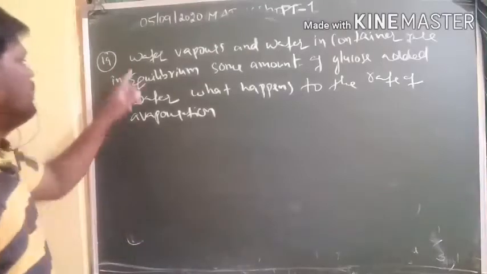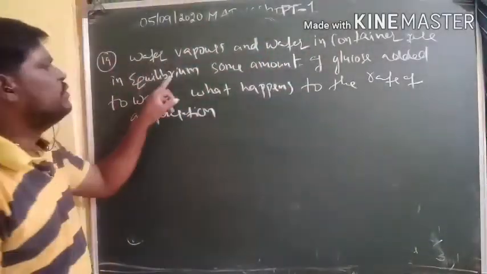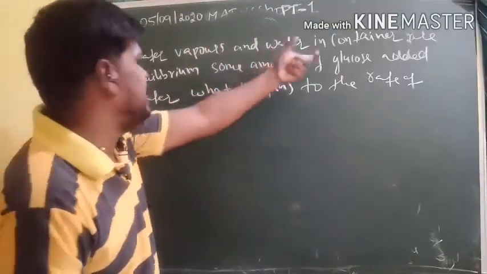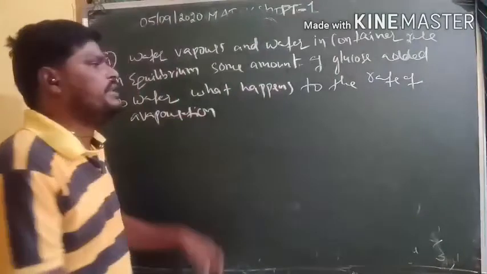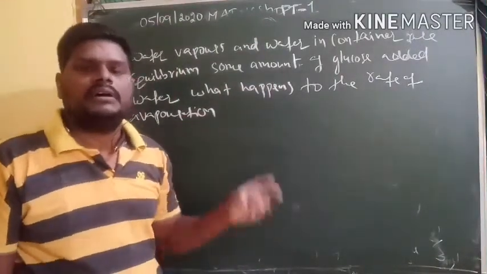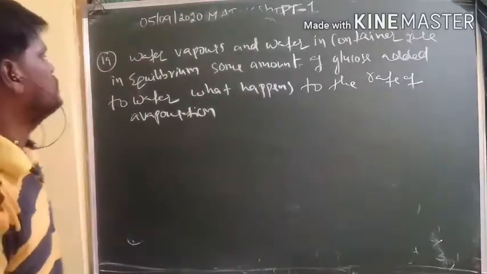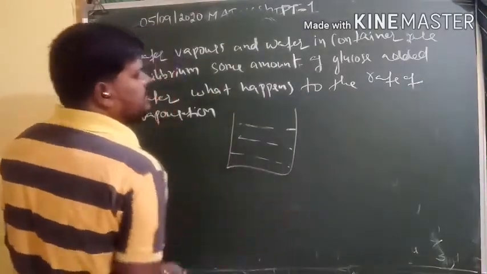Next question: water vapors and water in a container are in equilibrium. Some amount of glucose is added to the water. What happens to the rate of evaporation here? I didn't write the options here, but okay, I will explain. What is the correct option here? So, for example, take water in a container.